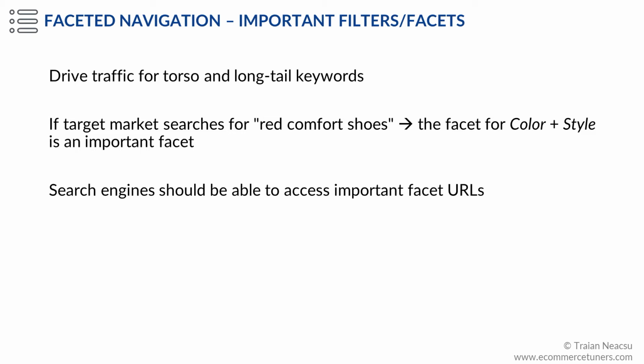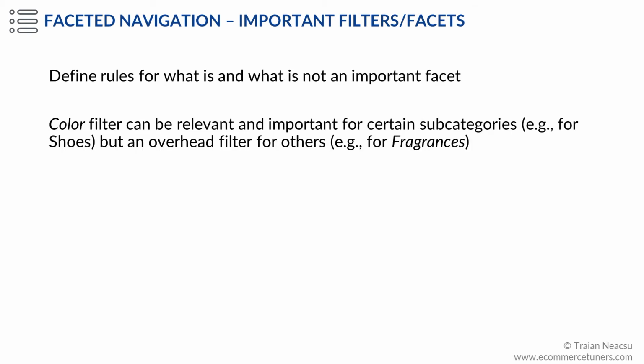Search engines should be able to access important facet URLs. You will have to decide what is and what is not an important facet, preferably on a category or subcategory basis. For instance, the color filter can be relevant and important for the shoes subcategory, but it will be an overhead filter for the fragrances subcategory.